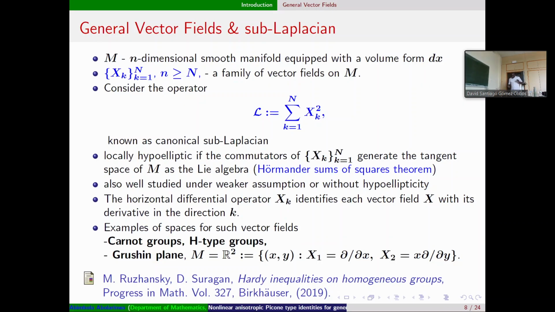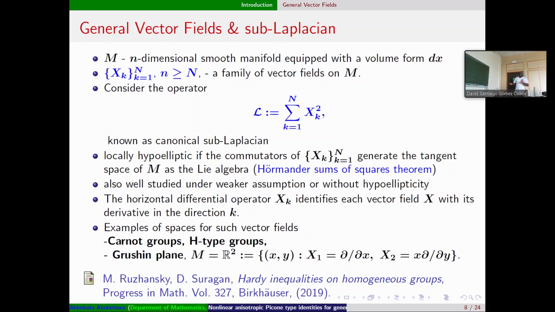Now I am studying that under a general vector field for the sub-Laplacian. So in our case, we take a smooth manifold, which I denote as M. Then we put a volume form on that M as dx. Then there is a family of vector fields on M. The small m, the dimension n, is greater than or equal to n. So you define that, and this operator here is called the canonical sub-Laplacian. It is not actually elliptic, but sub-elliptic.